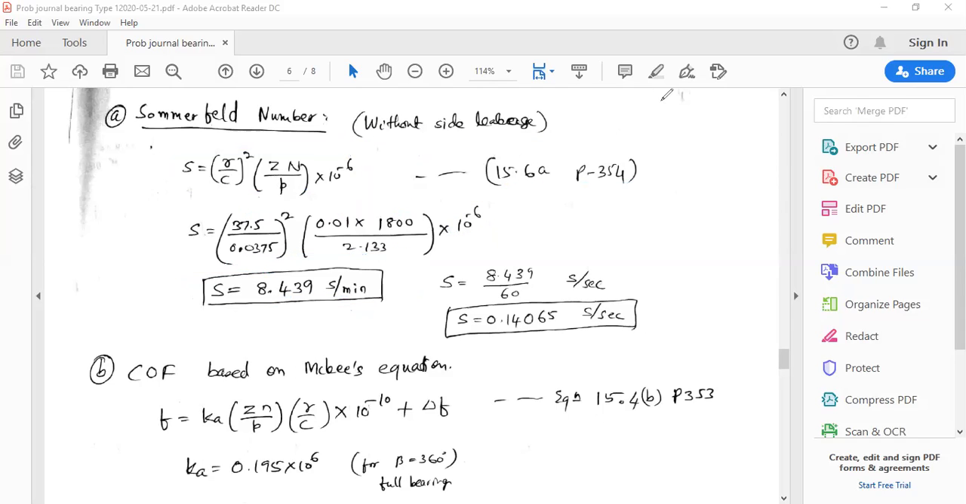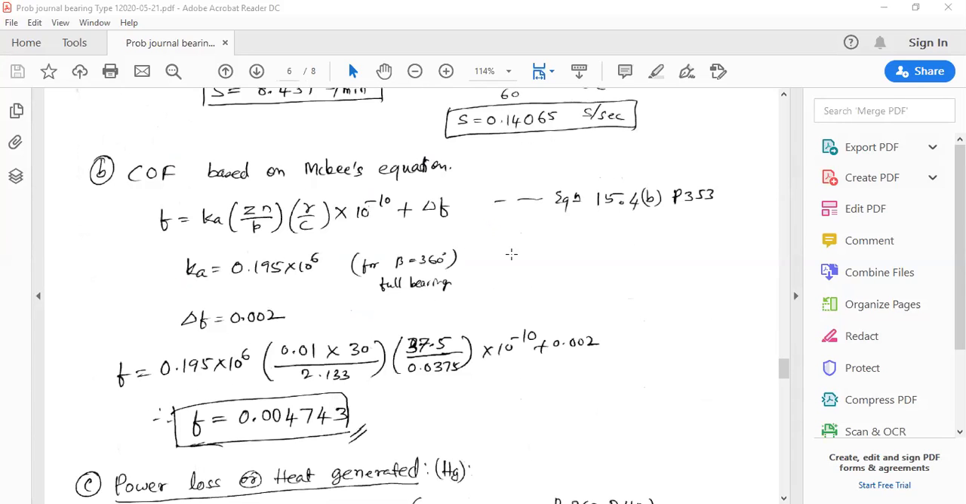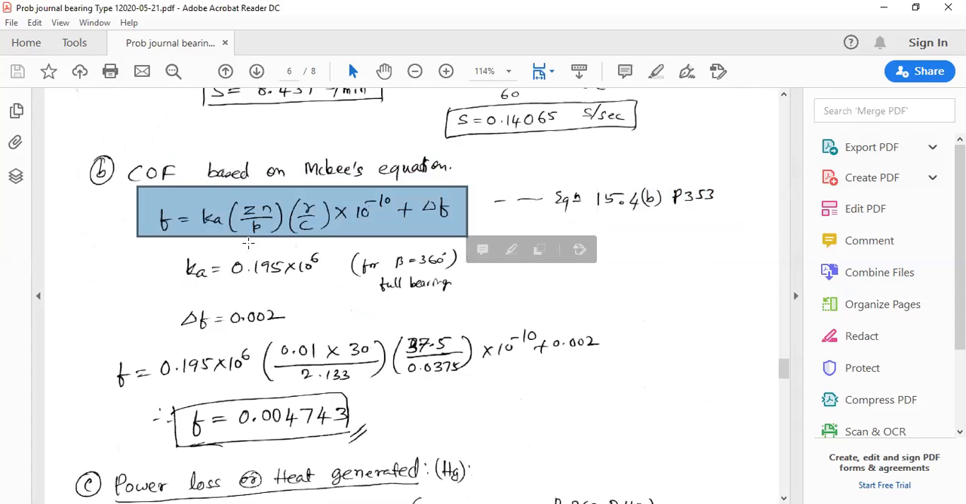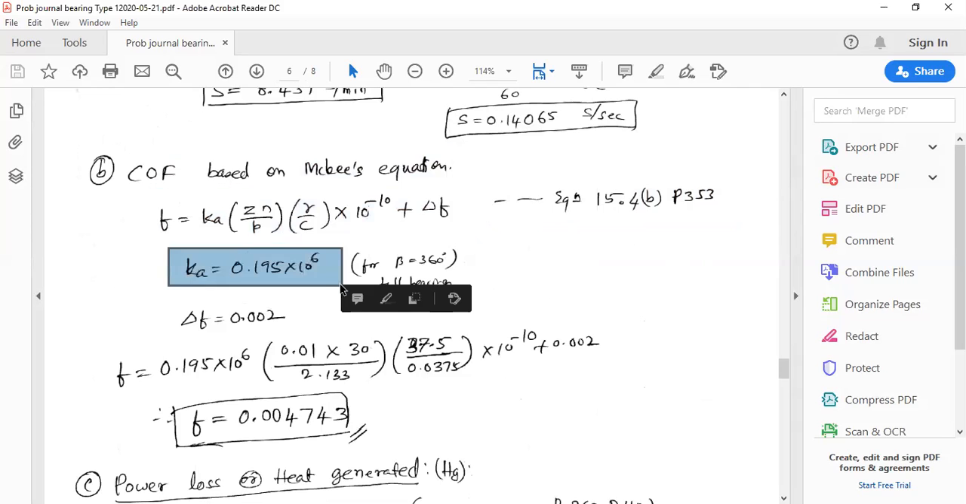Next thing we have to go for is the calculation of coefficient of friction. The coefficient of friction, based upon Mackey's equation, is available in the data handbook, page number 353, equation number 15.4b. By using this equation, f is equal to Ka into Zn by P into R by C into 10 raised to minus 10 plus delta f. There are some constant terms, say Ka. Ka is given by 0.195 into 10 raised to 6.